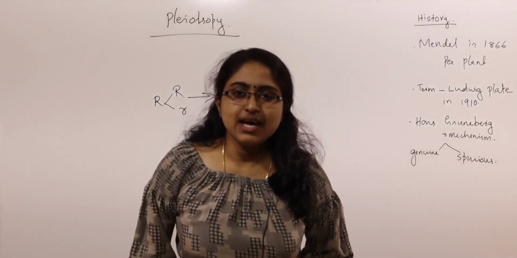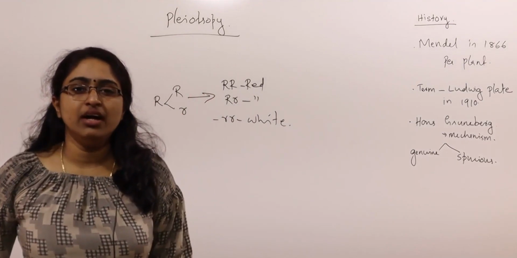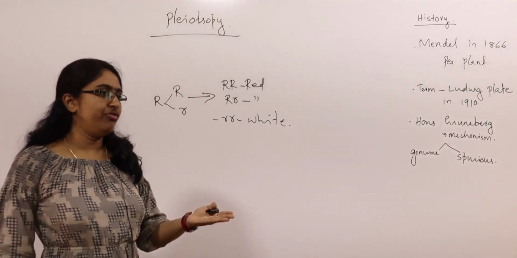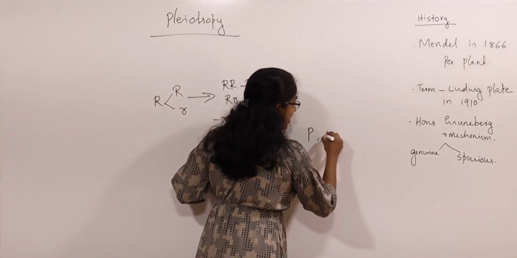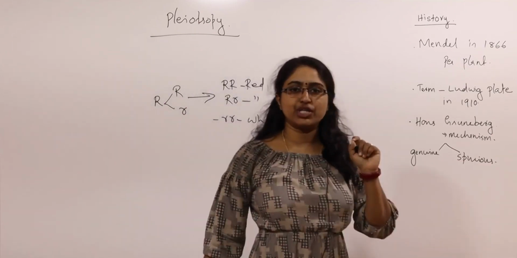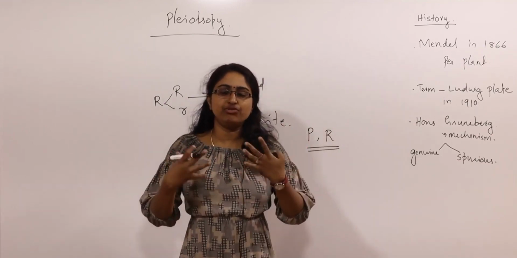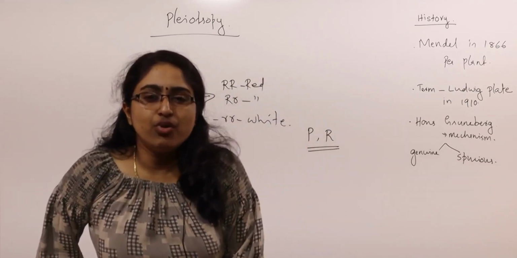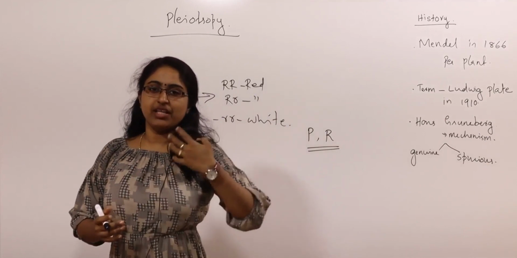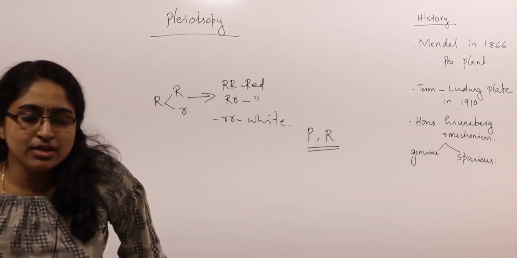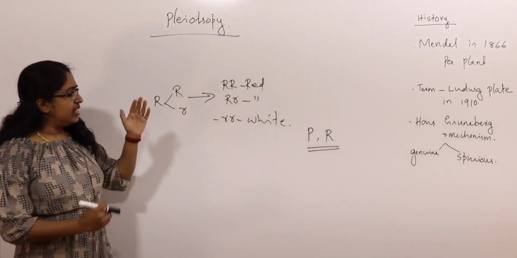And in the case of epistasis, we saw another thing: more than one gene controlling one phenotype. In the case of comb pattern in chicken, there are two genes, P and R, together responsible for the production of a particular type of phenotype, that is comb pattern. Because of the interaction of these two genes, we get four different phenotypic patterns: rose, pea, walnut or single. But here the condition is different.